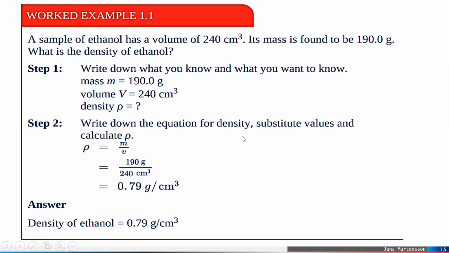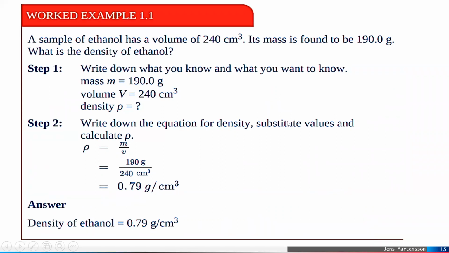So you need to use the same displacement method with the measuring cylinder. You need to calculate the volume of ethanol directly from the measuring cylinder. But what is the method to measure the mass of ethanol, because it's a liquid?